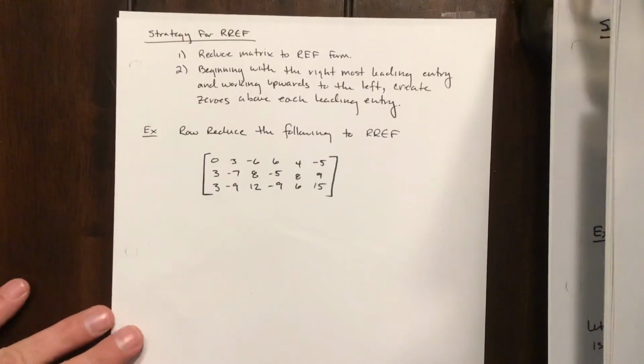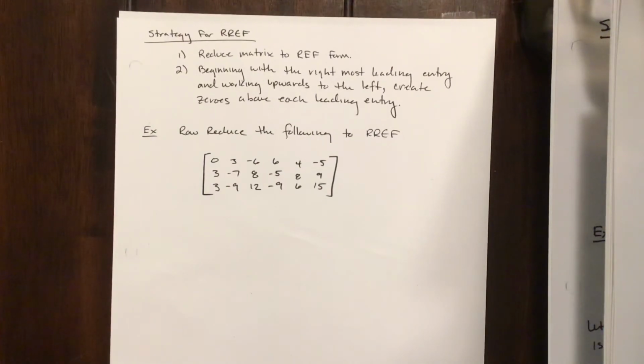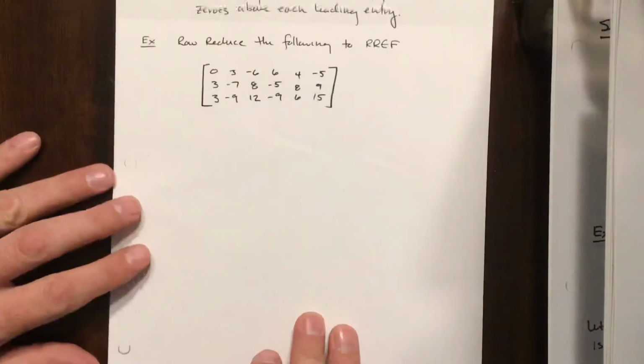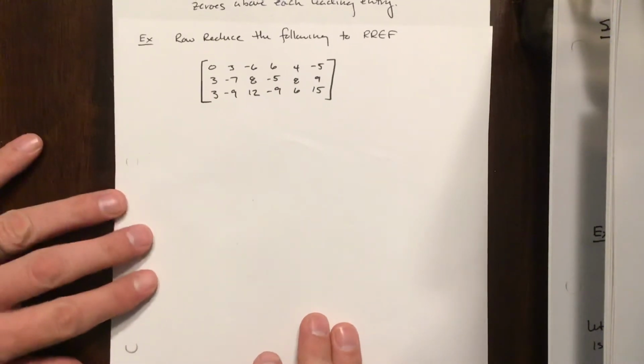All right, so long-winded example done. Okay, let's practice one on our own. So let's reduce this matrix to row echelon form. Once we are in row echelon form, we'll put it in reduced row echelon form. So here's what I'm going to do. This is how I would expect you to solve a problem like this.